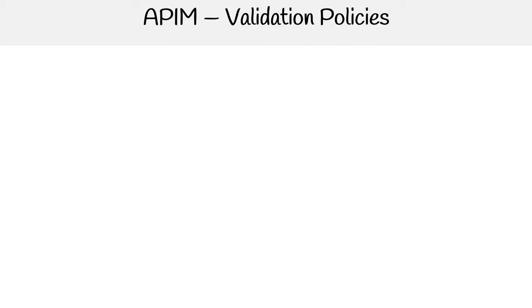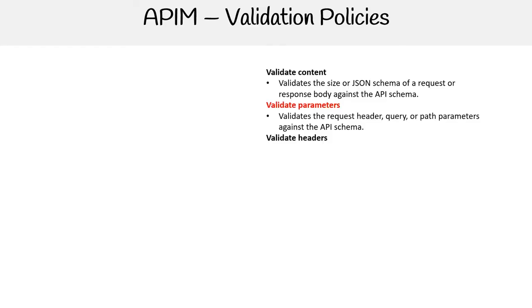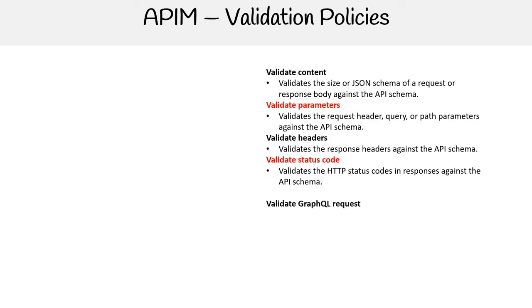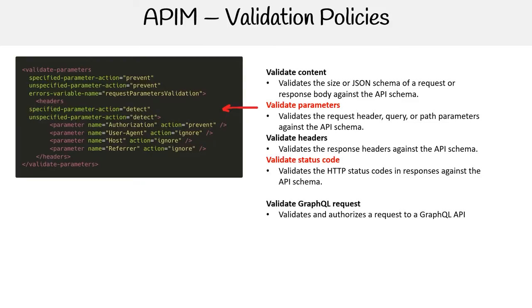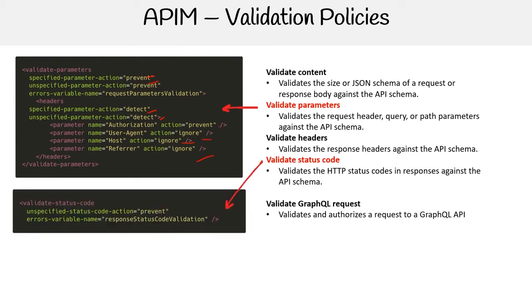Validation policies, this is the last group. Validate content, validate parameters, validate headers, validate status code, validate GraphQL request. So we'll take a look at parameters. Here's an example where we have a parameter and it says prevent, detect, prevent, ignore. So I guess the idea is it's just saying if those parameters are present, allow them. If not, ignore them.